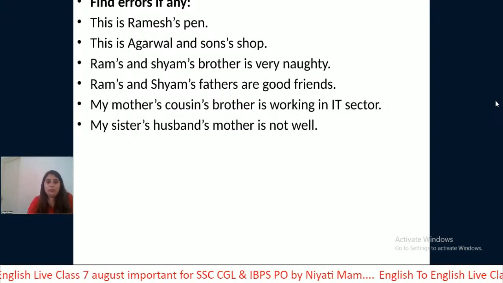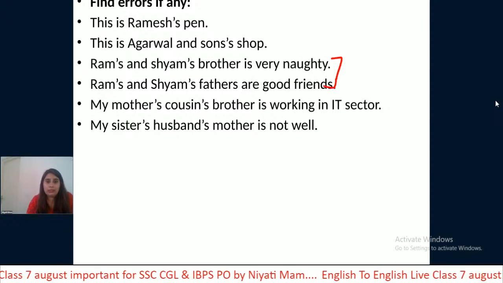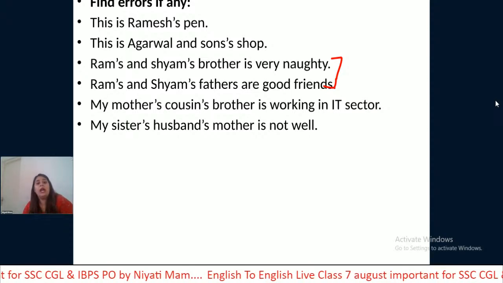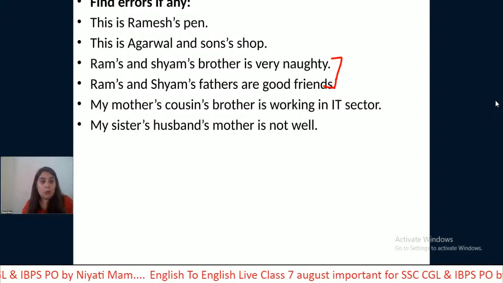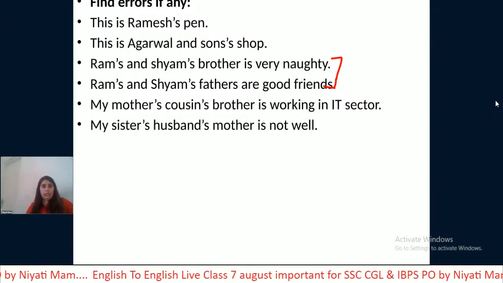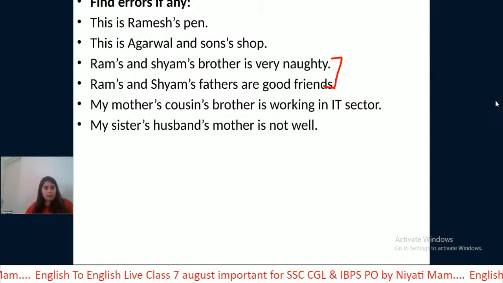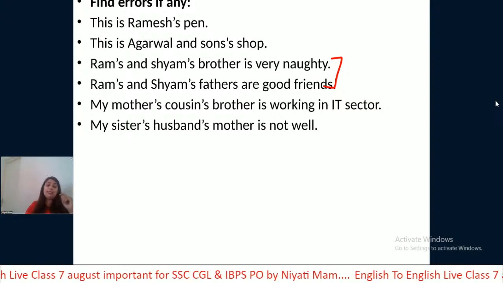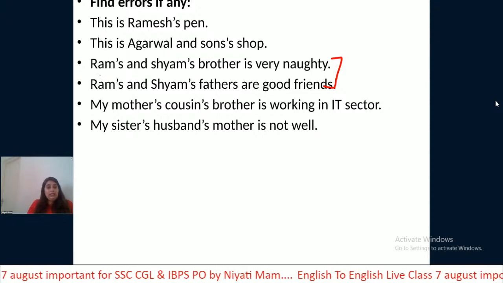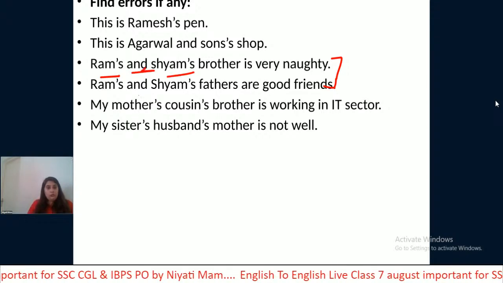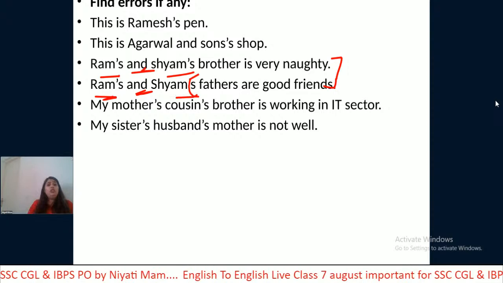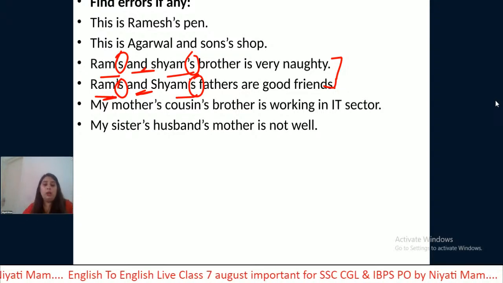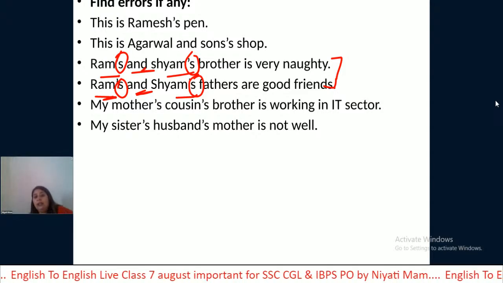Now coming to the third and fourth sentence. Ram's and Sham's brother is very naughty. Ram's and Sham's fathers are good friends. What do you think? Do you find any relevance between these two sentences? Do you think, is there anything common in these two sentences? Yes. In these sentences, two nouns are joined with and, and both the nouns have apostrophe s.